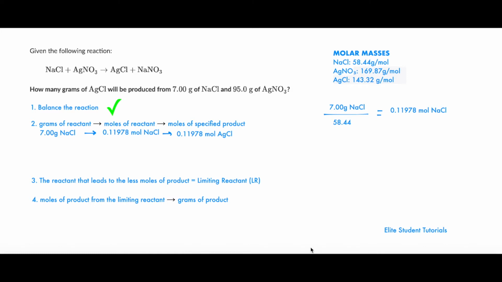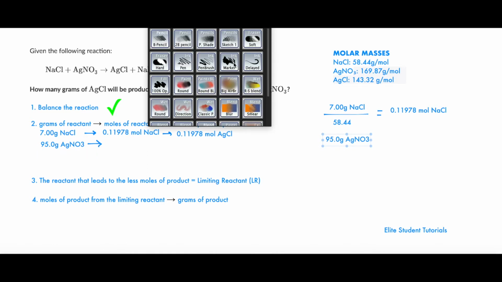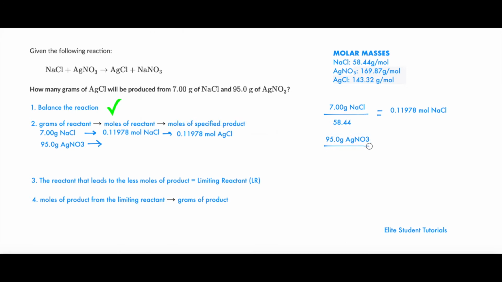Now we do the exact same thing with the other reactant, AgNO3. We have 95.0 grams of AgNO3. Take the grams, divide by the molar mass. That equals 0.55925 mole AgNO3. And since the ratio of AgNO3 to AgCl is also 1-to-1, we'll have the same amount of moles of AgNO3 as AgCl.